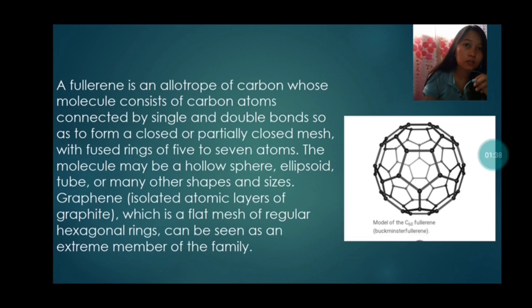So, a fluorine is an allotrope of carbon whose molecule consists of carbon atoms connected by single and double bonds so as to form a closed or partially closed mesh with fused rings of 5 to 7 atoms. The molecule may be a hollow sphere, ellipsoid, tube, or many other shapes and sizes. Because fluorine takes a shape similar to a soccer ball or a geodesic dome, it is sometimes referred to as a buckyball, after the inventor of the geodesic dome, Buckminster Fuller, for whom the fluorine is more formally named.